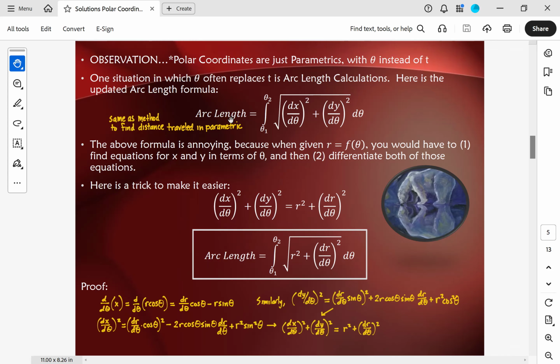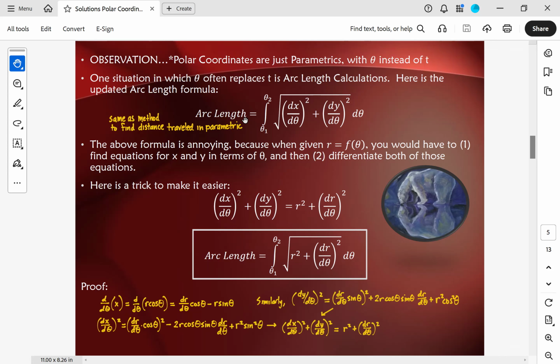Okay, this is the way to find the length around a polar curve. Same method to find distance traveled. Okay, so there's a little bit of a problem here with our third iteration of this formula.